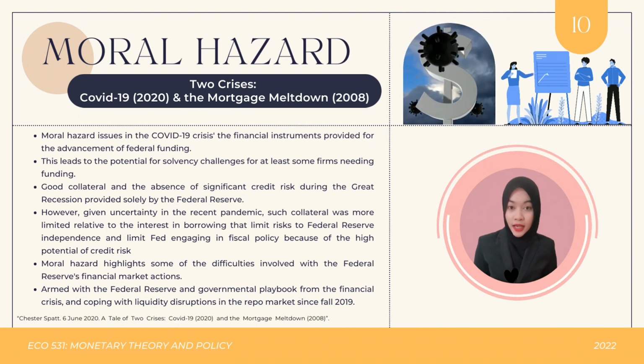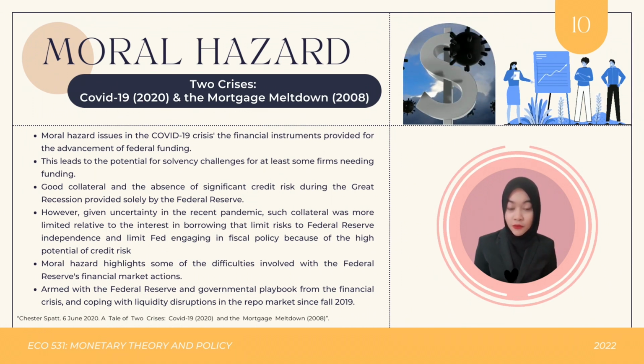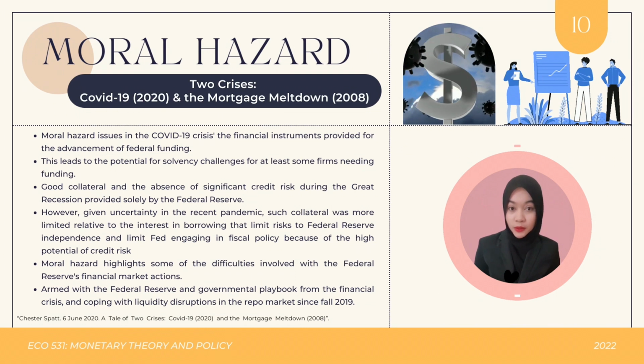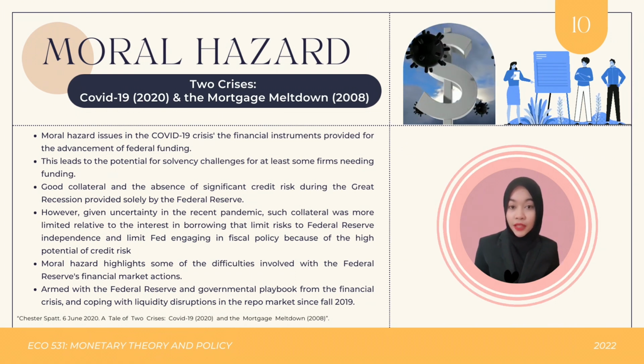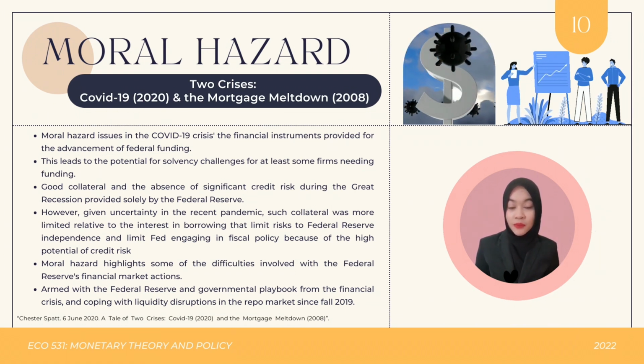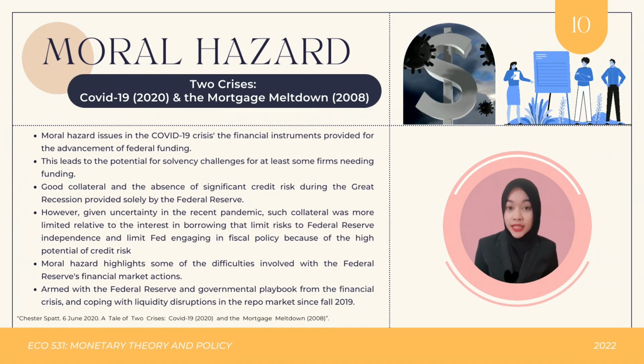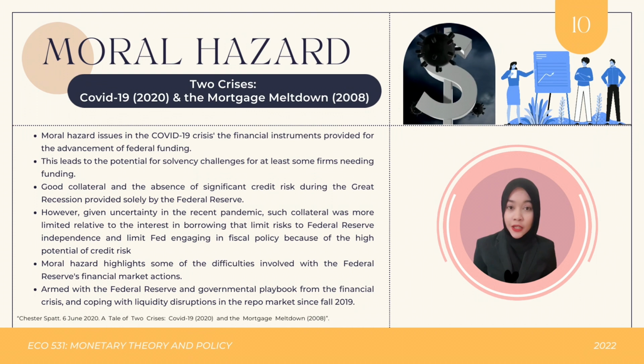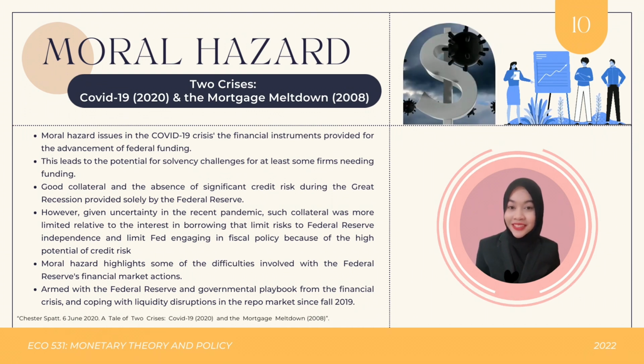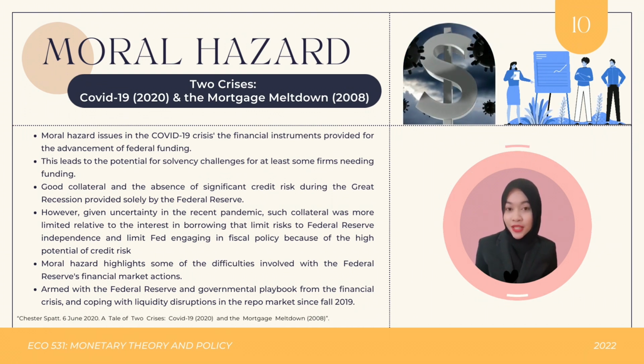Indirectly, moral hazard highlights some of the difficulties involved with the Federal Reserve's financial market actions. Armed with the Federal Reserve and governmental playbook from the financial crisis and coping with liquidity disruptions in the repo market since fall 2019, it was amazing how swiftly the Federal Reserve intervened to head off fears of money market and commercial paper runs.